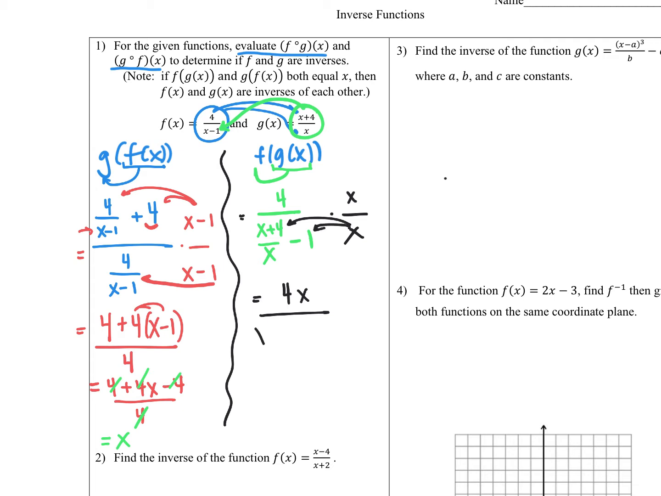On the bottom, the x will distribute to that first piece and the second piece. The first piece, the x cancels, so we'll just have x plus 4, and then the x times negative 1 makes negative x. So what I have here, these x's will cancel, so we just have 4x over 4, but then those 4's will cancel, leaving us just with x. So it does check. They are both inverses of each other.